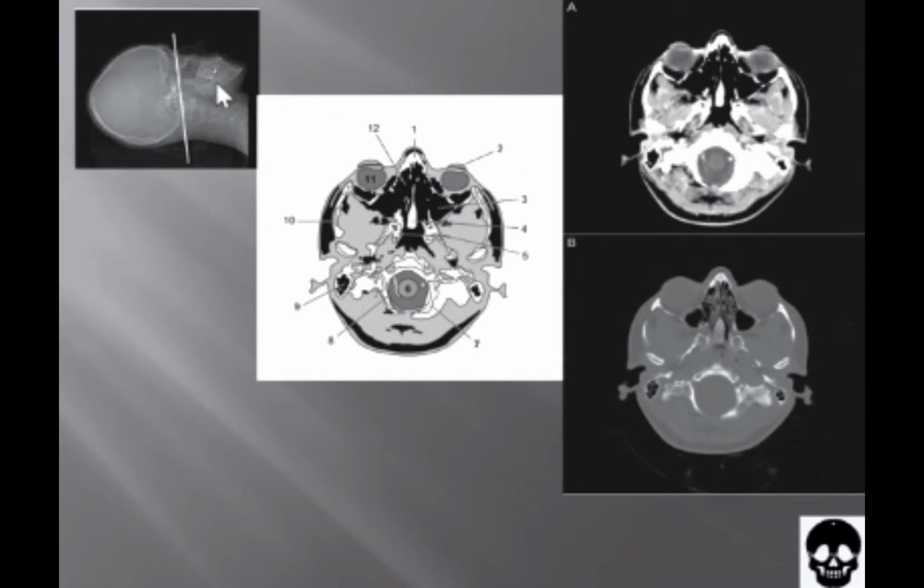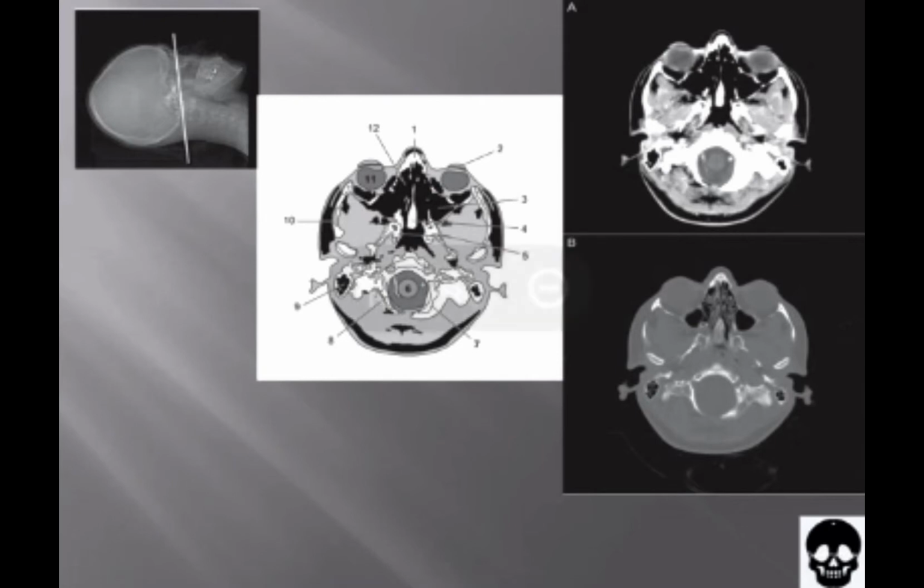Routine scan of the brain usually begins at the base of the skull. This is the base of the skull, and it continues from here. Depending on the clinical indication, the scan may be done without IV contrast enhancement, with IV contrast enhancement, or without and with IV contrast enhancement.